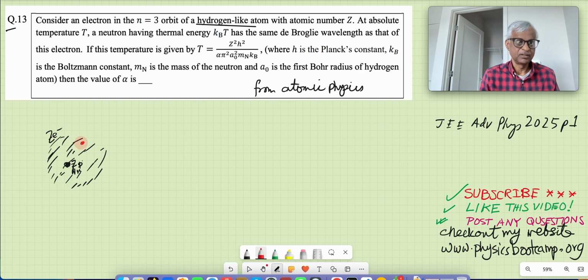So here is an electron. That will be an atom. The whole thing will be a neutral atom, right? But what you do is you strip off everybody except one electron. So that's a hydrogen-like atom. You have Z protons and some N neutrons, and just one electron going around it.